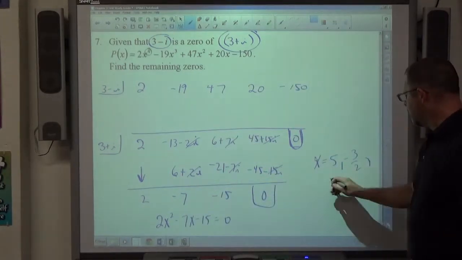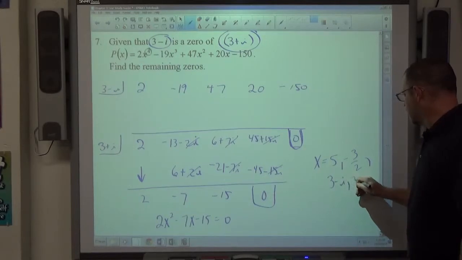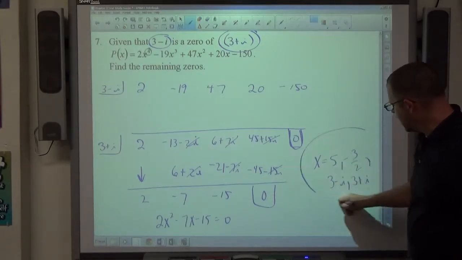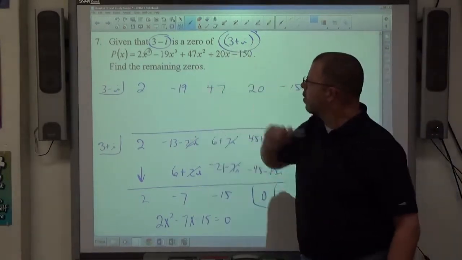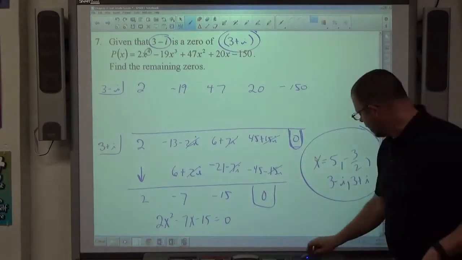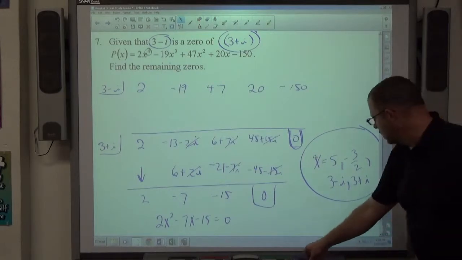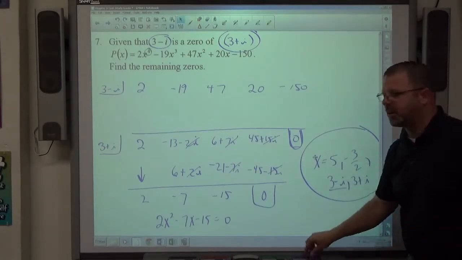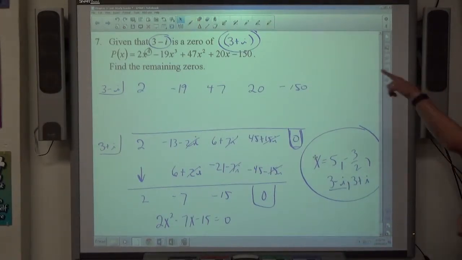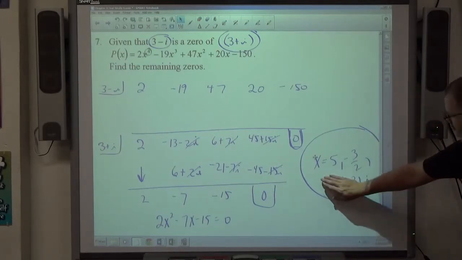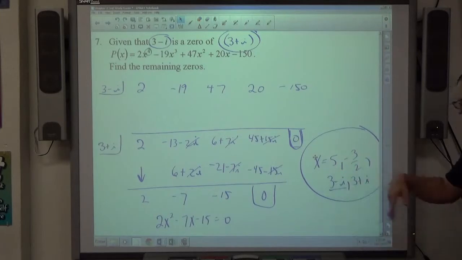We still have the 3 minus i they gave me and the 3 plus i we established. It had to be an answer based on the real coefficients, so the conjugate has to be an answer. It does say find the remaining zeros, so if you left this one off, I wouldn't count it wrong, but go ahead and list it anyway. It's good policy. Just that's the function, these are the answers. That would be the best answer in my opinion. But again, if you left that off, those are the remaining zeros. I wouldn't count that wrong.